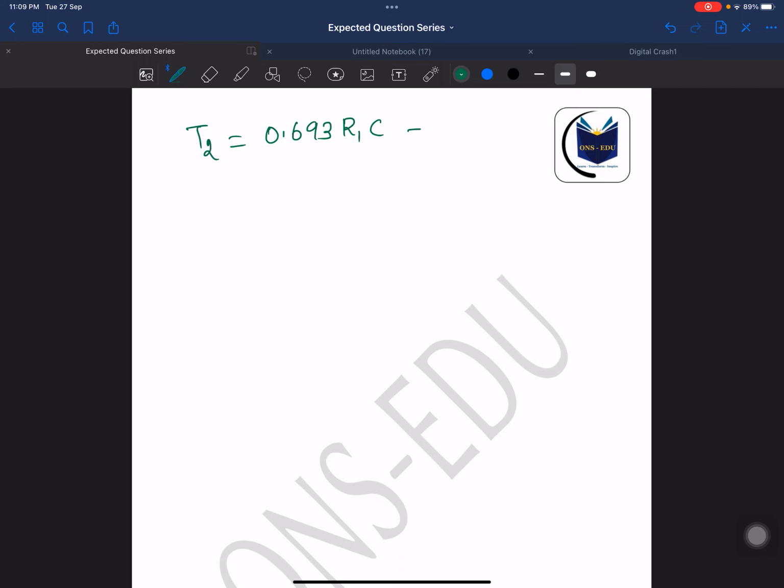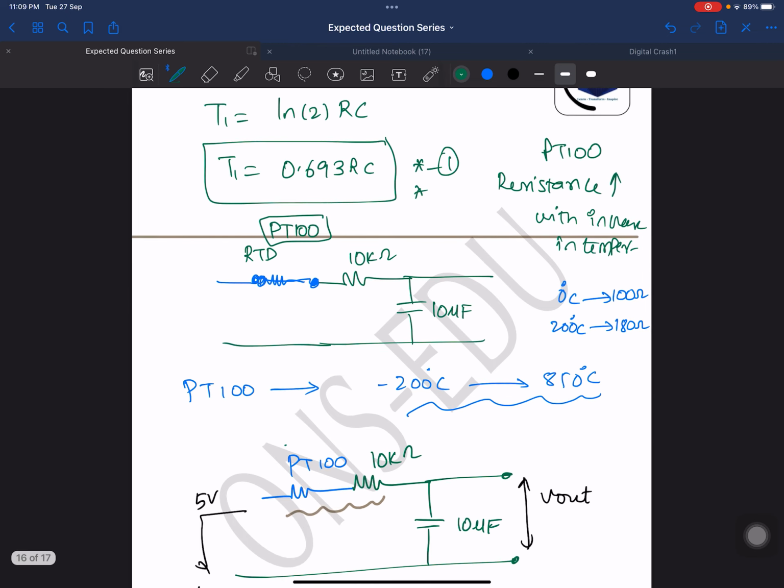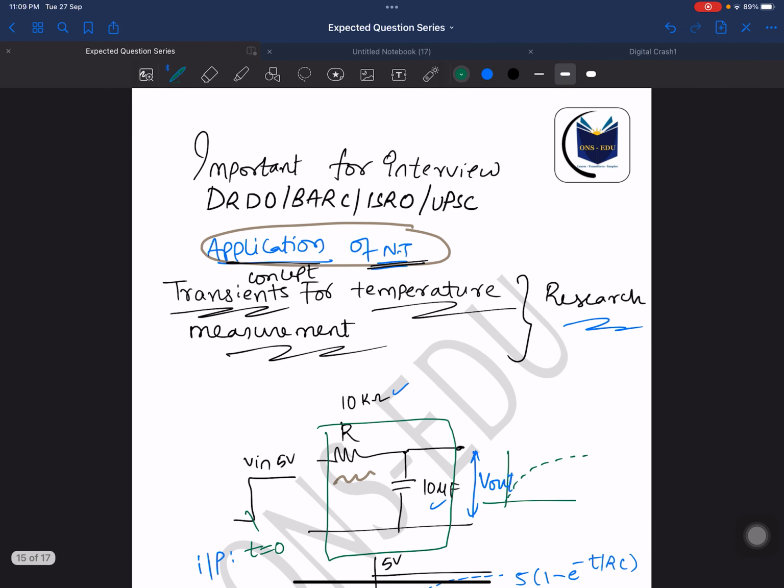So now we have this equation, equation 2, and this is equation 1. Now interesting point देखिए, very simple, ठीक है. I am teaching interesting points, especially from the interview perspective: application of network theory, simple transient analysis for temperature measurement.